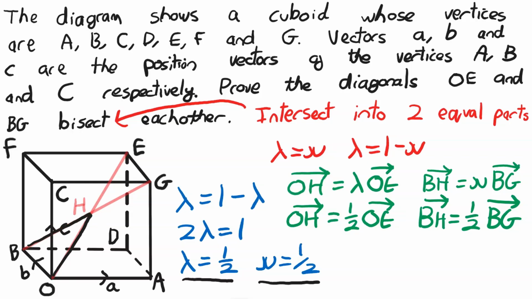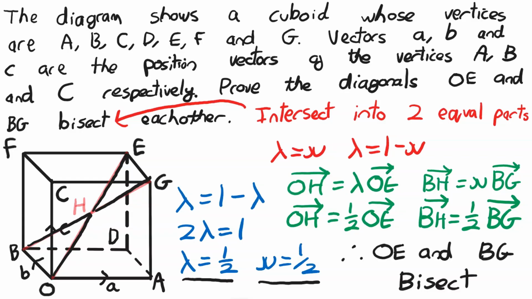So that means, by just logic, that HE will be half of OE and HG will be half of BG, showing that they are halves of each other. Like we showed at the start, they bisect each other, because they're the same value on each side. They're both half of the whole side. So therefore this means that the two diagonals bisect each other. So this means that OE and BG bisect. So maybe you need to do a statement at the end when you do a proof.